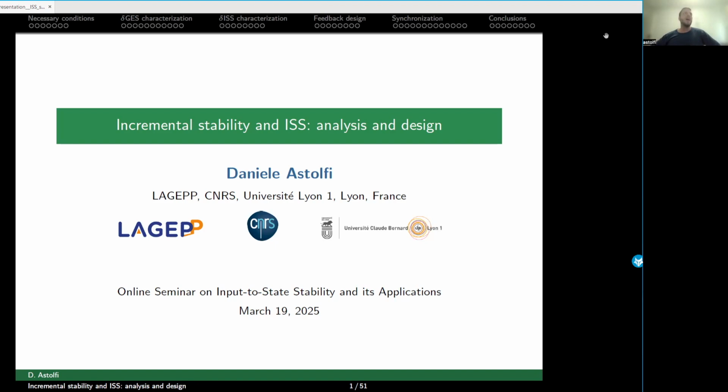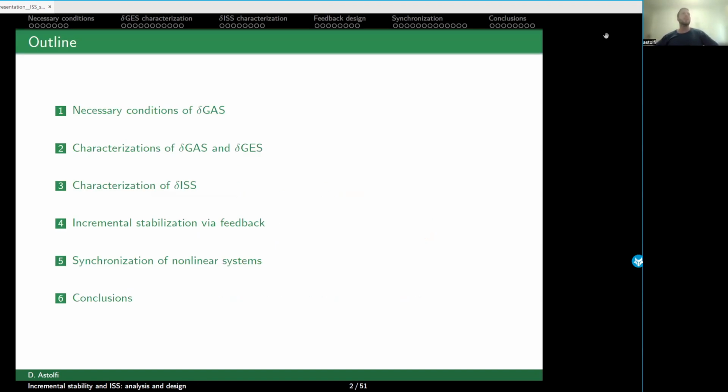So this is the outline of the presentation. First of all, I will speak about necessary conditions for incremental global asymptotic stability, of course after introducing the notion of incremental global asymptotic stability. Then I will give some characterization in terms of Lyapunov or contraction analysis about incremental global asymptotic and exponential stability.